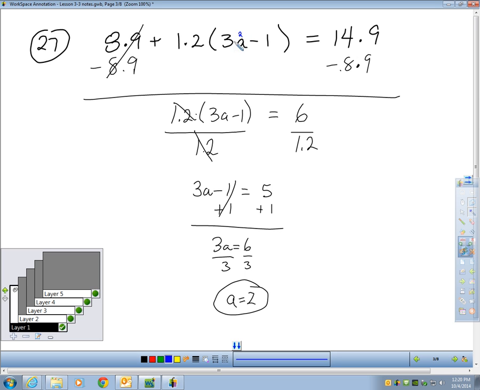3 times 2 is 6. 6 minus 1 is 5. 1.2 times 5 is 6, and 8.9 plus the 6 does give me 14.9. This does check, okay?